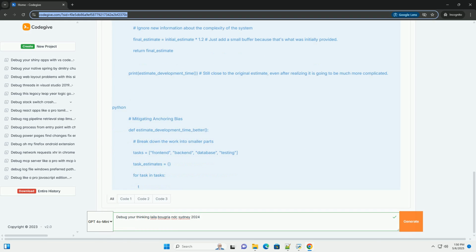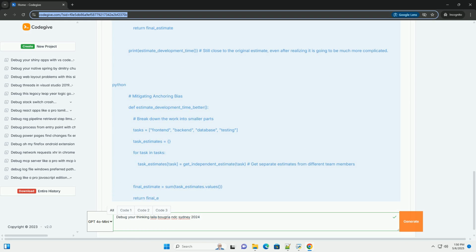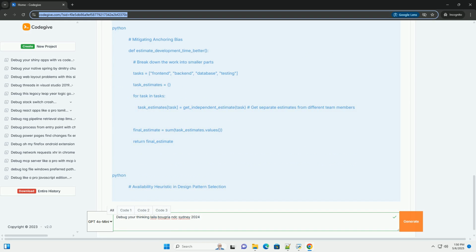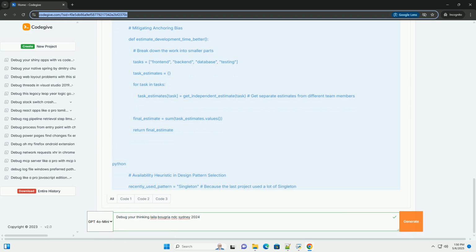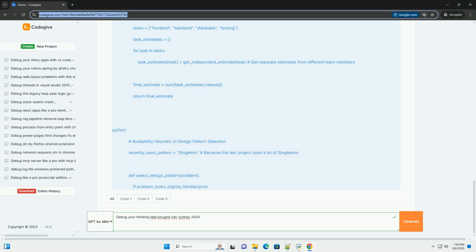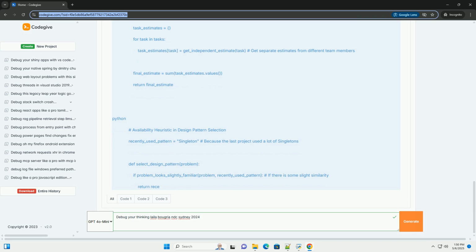Central idea: thinking as a program and debugging techniques. The core analogy is this: treat your thought process like a program you are writing. Just like code, your thinking can have bugs, errors, and inefficiencies. Debugging, in this context, means identifying, understanding, and correcting these cognitive flaws.